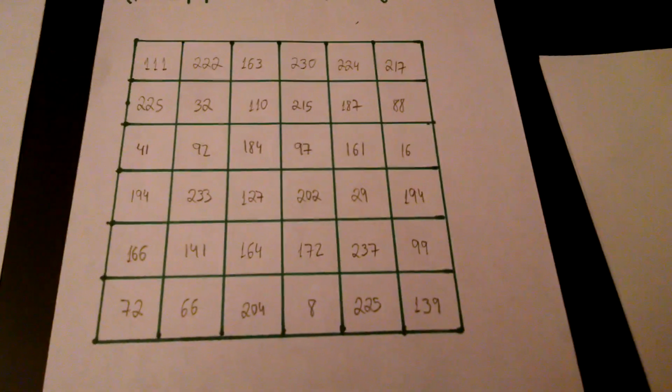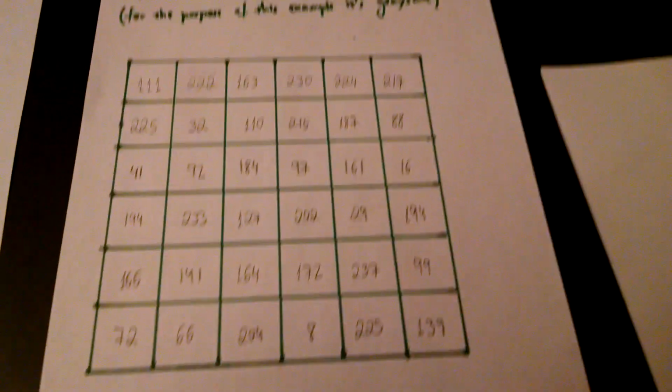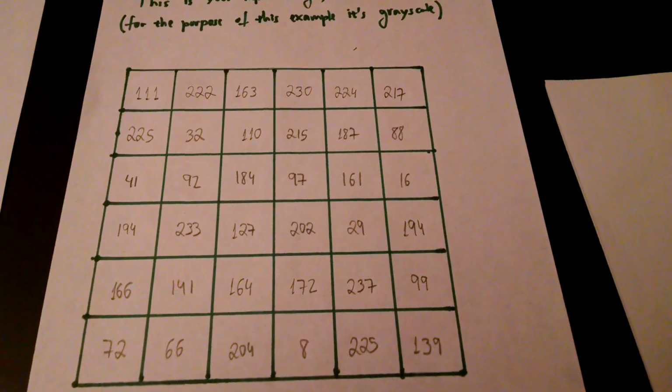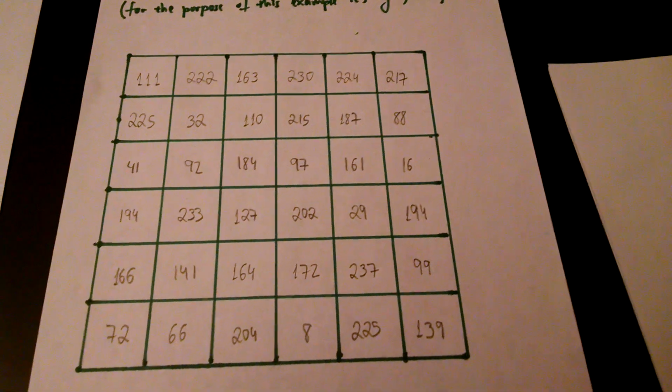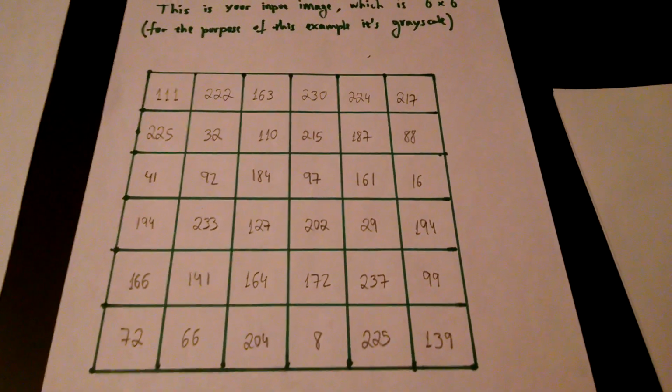Let me do a quick run through of how the convolution works. Suppose you have this image, a 6x6 image in grayscale. Each one of these blocks is a pixel, and they range from 0 to 255, okay?